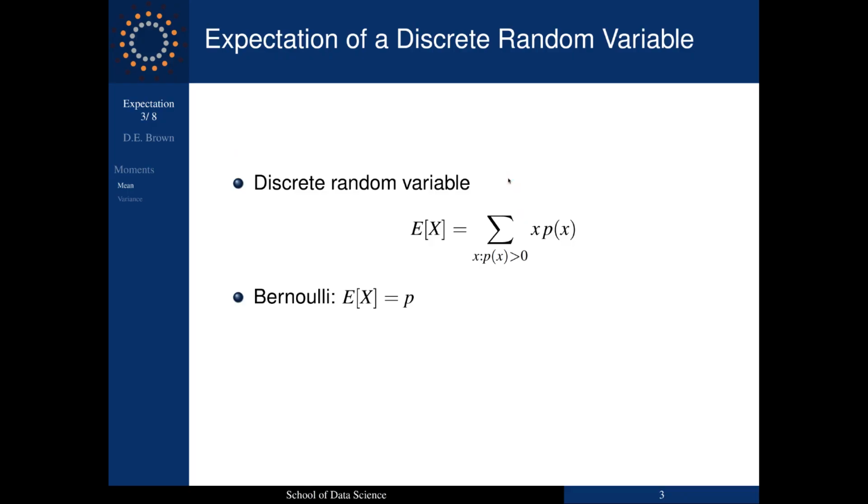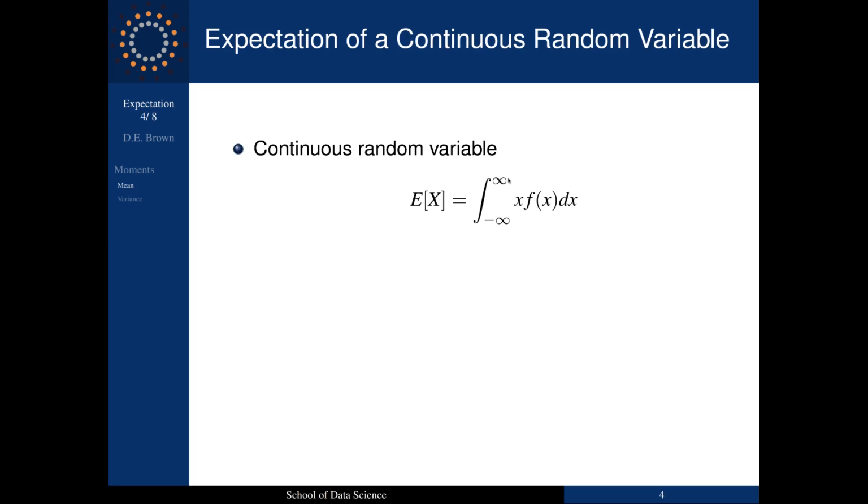For the Bernoulli case, the expected value is given by the parameter p. For the binomial case, it's given by n times p. For the Poisson case, it's just the parameter, which is lambda.